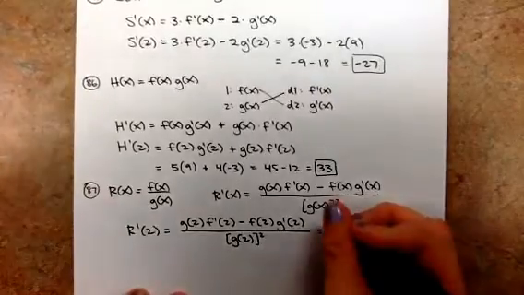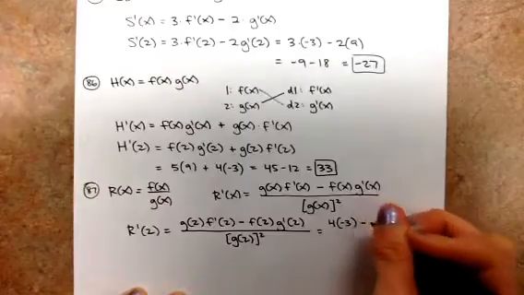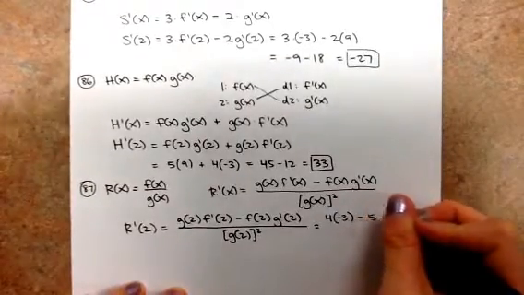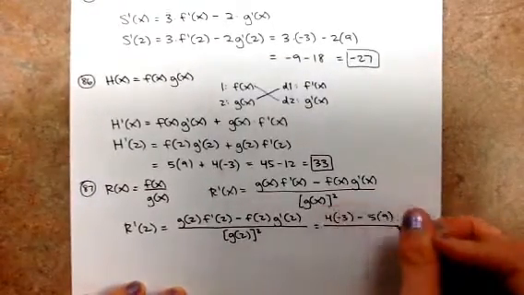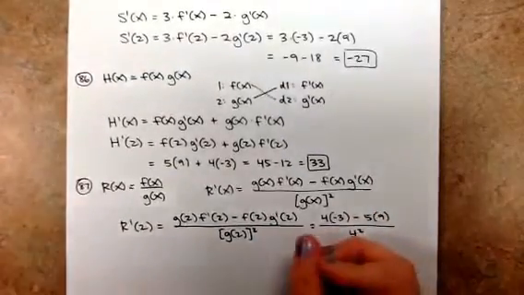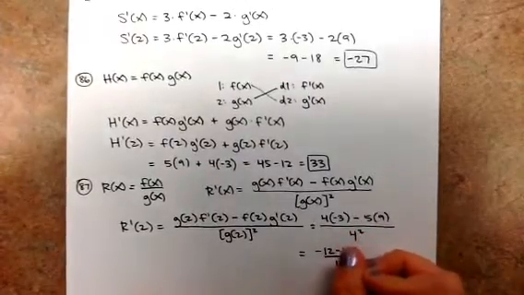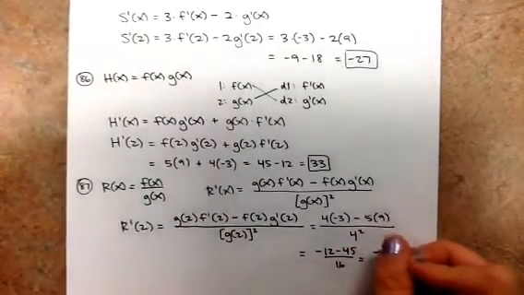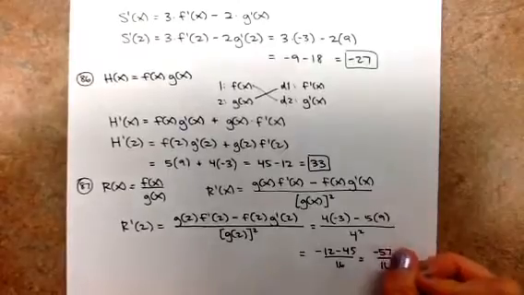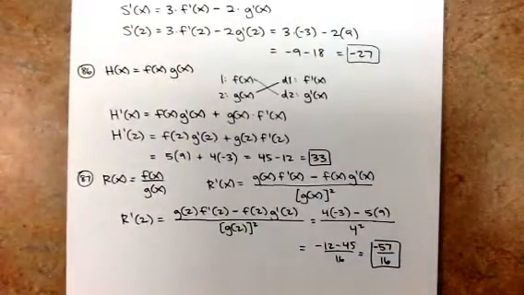So g of 2 is 4, f prime of 2 is negative 3, minus f of 2 is 5, g prime of 2 is 9, and g of 2 is 4, and I square that. Okay, so I have negative 12 minus 45 over 16, so that gives me a negative 57 over 16. Very nice value. Okay, just a couple more left.